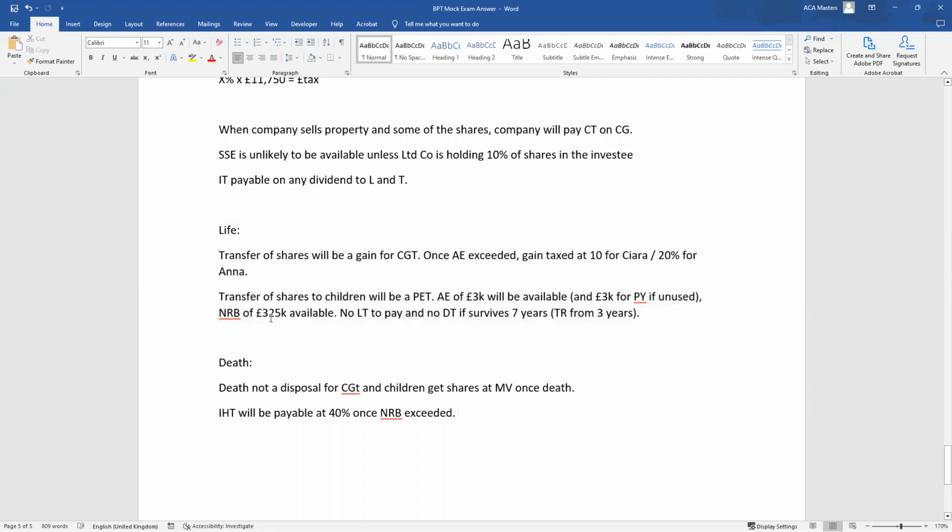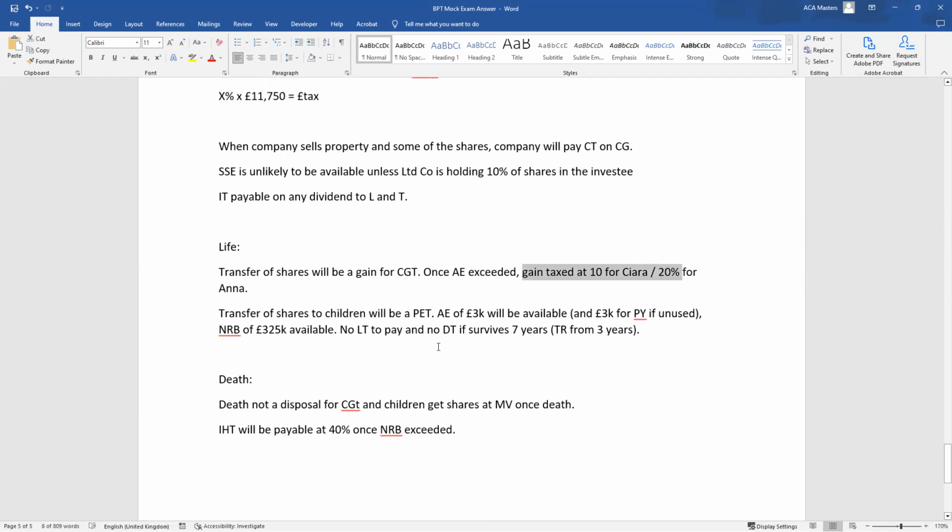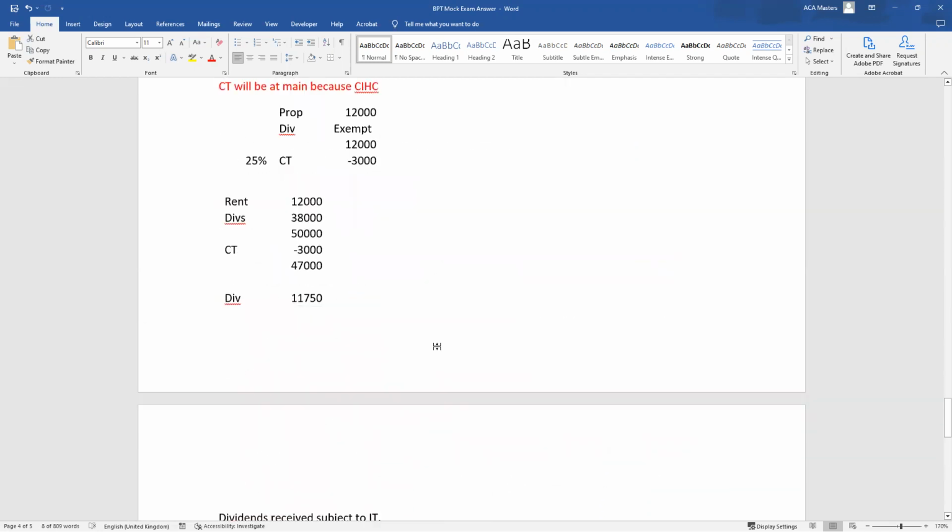So how could you either reduce the CGT here or reduce the IHT here? Well, there's nothing you can really do about the IHT on death. But with the CGT, there is the annual exemption available. So they could transfer a small amount of the shares each year to use up the annual exemption, and that would be a good point to say. Or you could even say that these rates are lower than the IHT, and you could possibly have done some calculations, but we've got a lot here already for the marks.